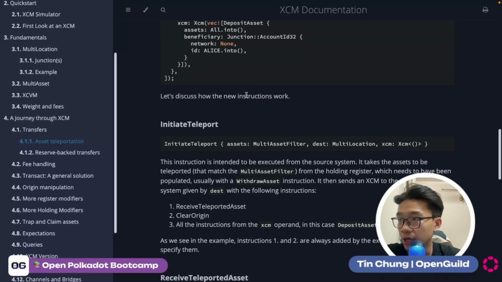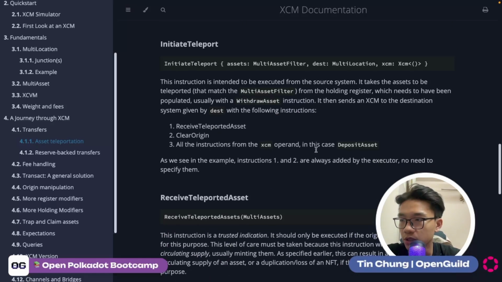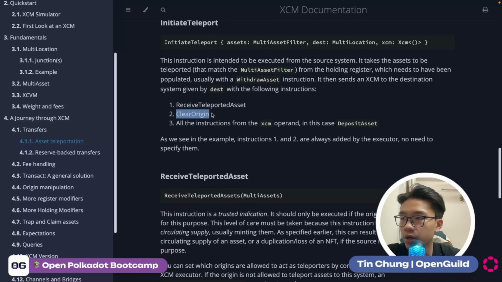Initiate teleport is intended to be executed from the source system. It takes the asset to be teleported that matches the multi-asset filter from the holding register, which needs to have been populated, usually with a withdraw asset instruction. It then sends an XCM to the destination system, given by the destination, with the following instructions: receive, clear, and all instructions from the XCM operand are going to be executed.